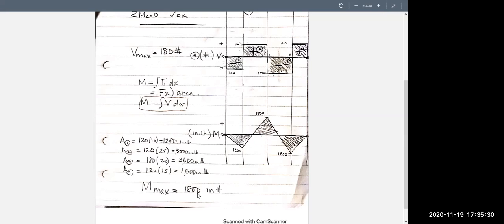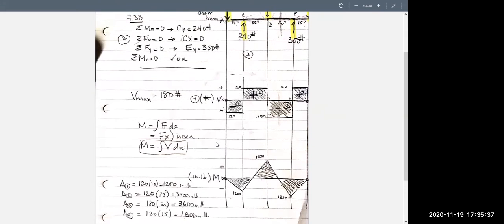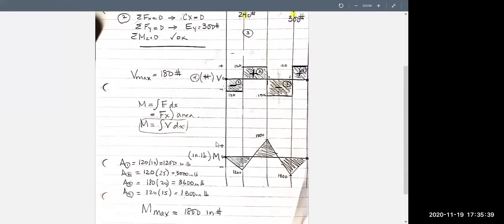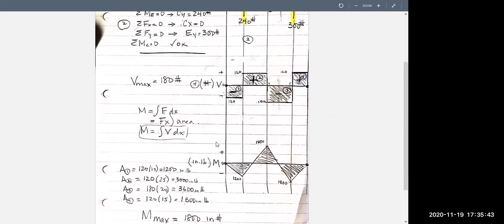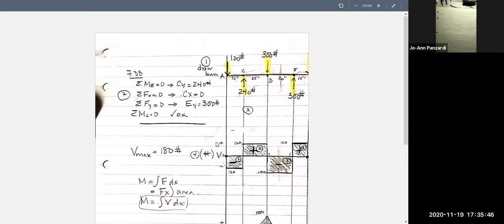Joanne, I have a question. Yeah, Angel. So those areas, that is coming from the shear that we came up with beforehand. And the second value, is that the distance from point, or is that just the distance of the section? Gotcha. Okay, let me answer it a little bit fuller.